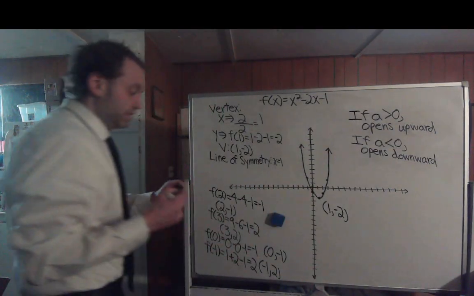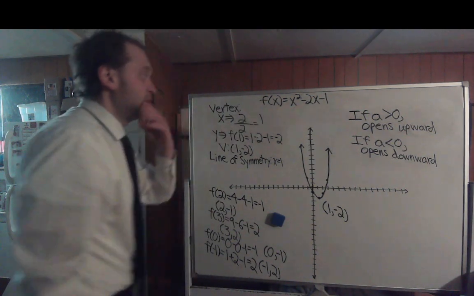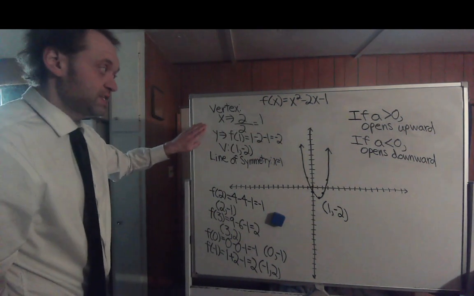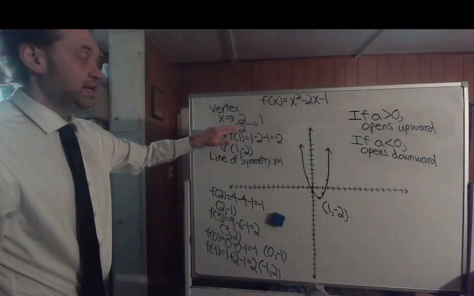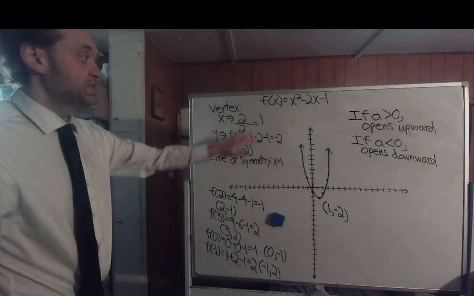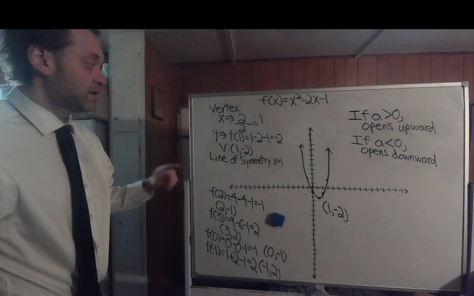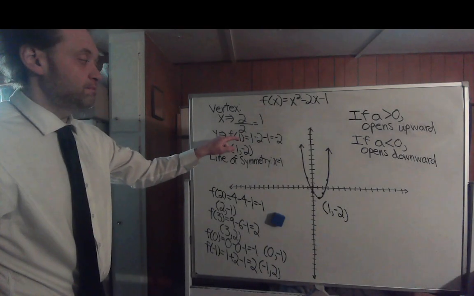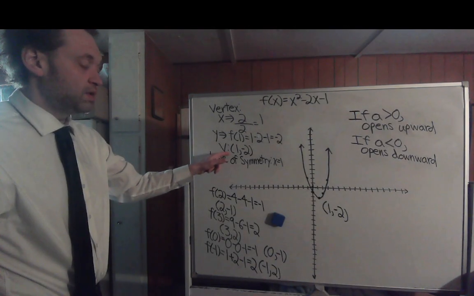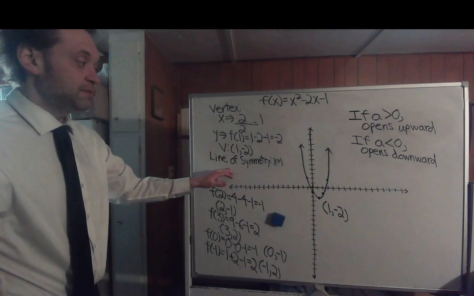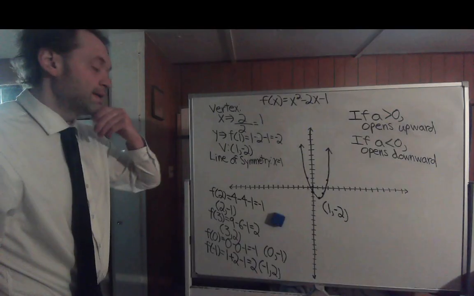So there you go. That's what your parabola would look like for f of x equals x squared minus 2x minus 1. So start by finding your vertex. The x-coordinate is going to be negative b over 2a. In this case, it ended up being 1. And then I'm just going to find my y-coordinate by taking f of 1. I'll get my y-coordinate of the vertex, giving me a vertex at 1, negative 2. My line of symmetry is x equals the x-coordinate of the vertex, which is x equals 1.